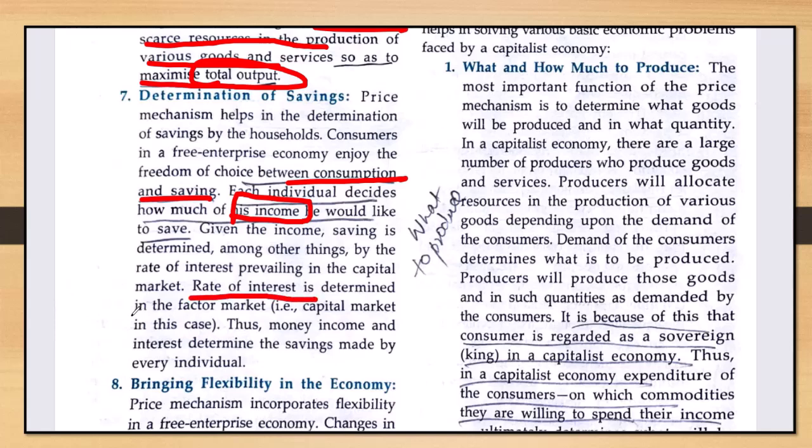Rate of interest is determined in the factor market. Similarly, this prevails in the factor market. In the factor market also, the rate of interest is determined, where it is applicable on the capital market. Because of the price mechanism, in the capital market, where the demand for capital and the supply of capital meet perfectly, that is the rate of interest decided for the capital. Just like for labor we have wages, for land we have rent, for capital we have interest. The same thing will be applicable there.